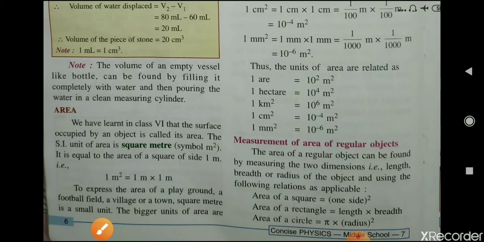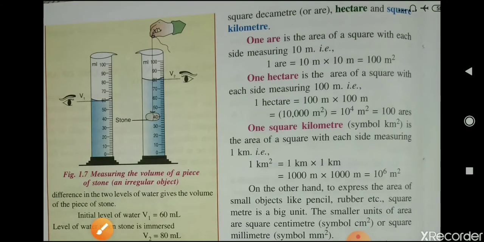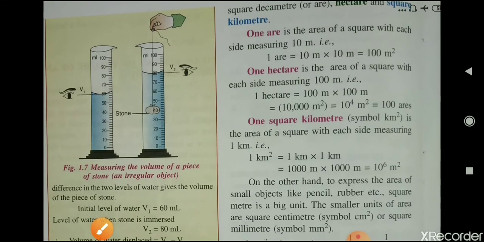The SI unit of area is square meter, also written as meter square. And 1 meter square is equal to 1 meter into 1 meter. To express the area of a playground, a football field, a village or a town, square meter is a small unit. Therefore, the bigger units of area are kilometer square, hectare or square decameter.